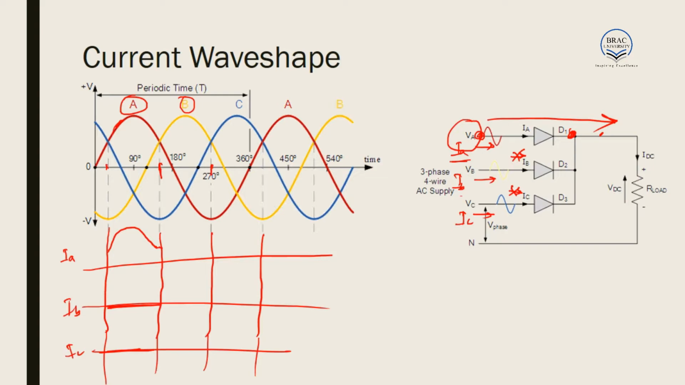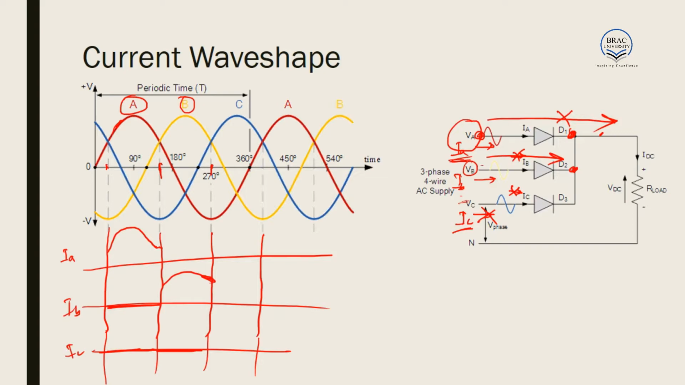equal to the voltage of phase B. As a result, here we have the voltage of phase B. Current flows in this direction, and no current flows through A and no current flows through C. As a result, IA is 0, IC is 0, and IB will have a value. Here we have IB, IC is 0.